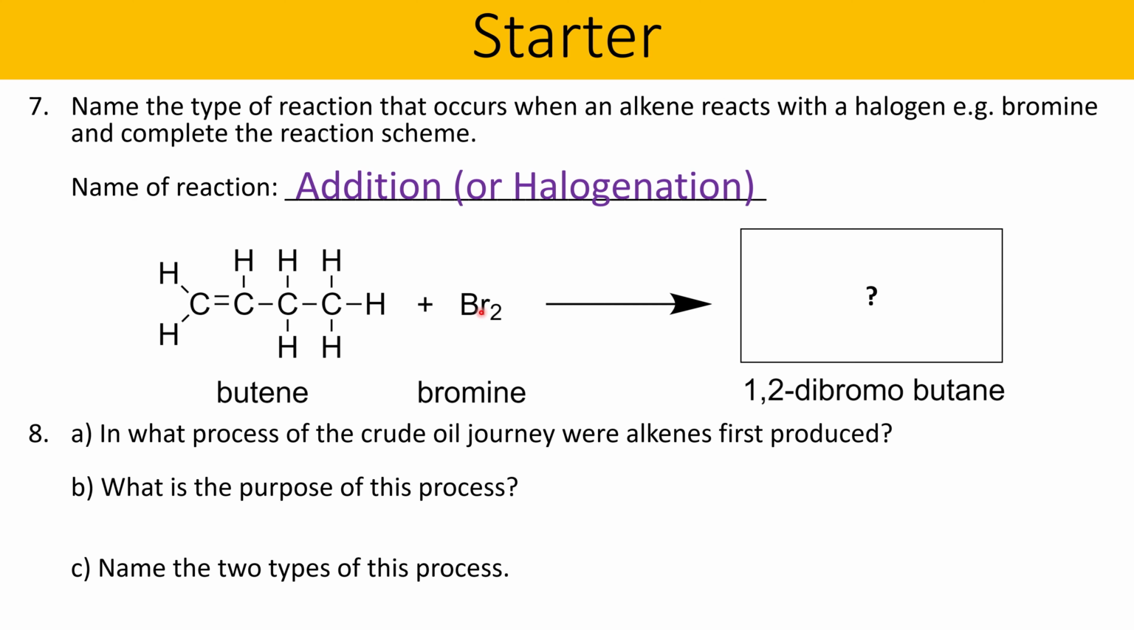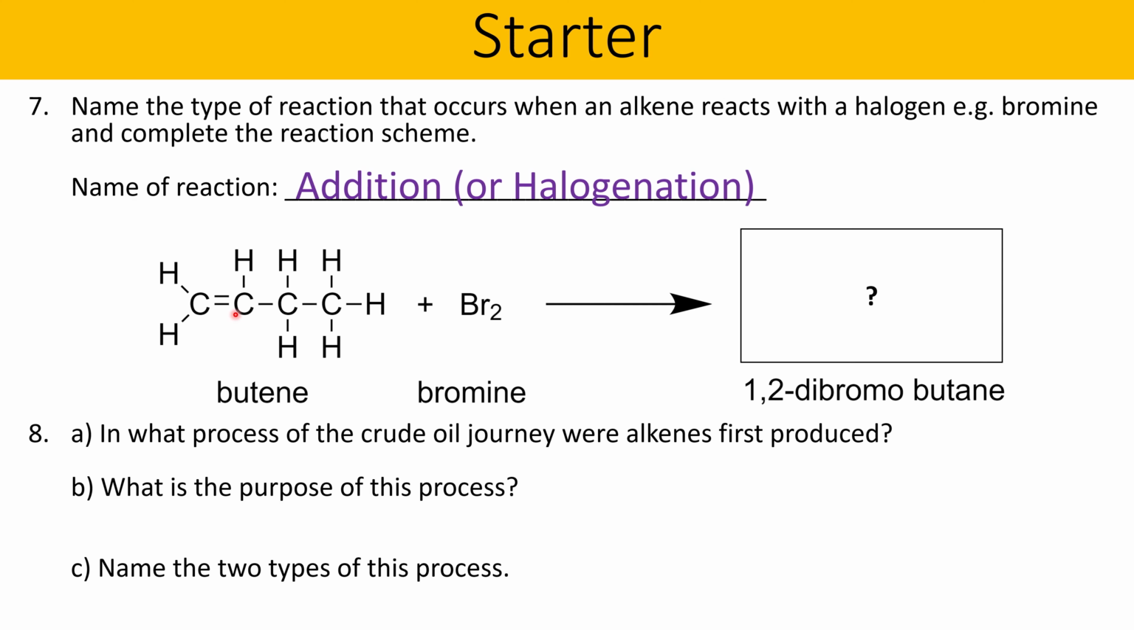The bromine molecule will add across the double bond, turning the double bond into a single bond. We'll put a bromine atom onto each one of the carbons either side of the double bond. So butene will become 1,2-dibromobutane. You don't need to be able to name that product, but you do need to be able to draw it. And you can also substitute that for chlorine, Cl2, or iodine, I2, or even fluorine, F2.